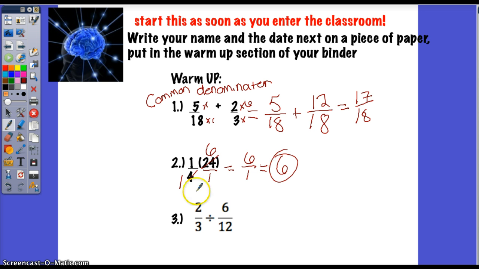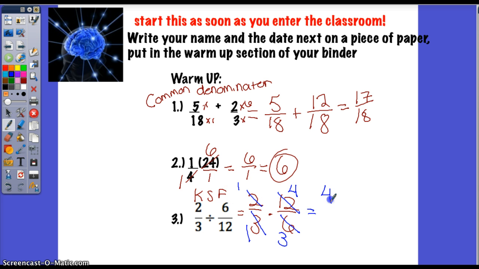Now remember, when you're doing division, you have to do keep it, switch it, flip it. So you keep 2/3, switch to multiplication, and flip it to 12 over 6. Again, we have lots and lots of cross simplification. 3 divided by 3 is 1. 12 divided by 3 is 4. 2 divided by 2 is 1, and 6 divided by 2 is 3. So now multiply across the top. 1 times 4 is 4. 1 times 3 is 3. So you have 4/3 or 1 and 1/3.